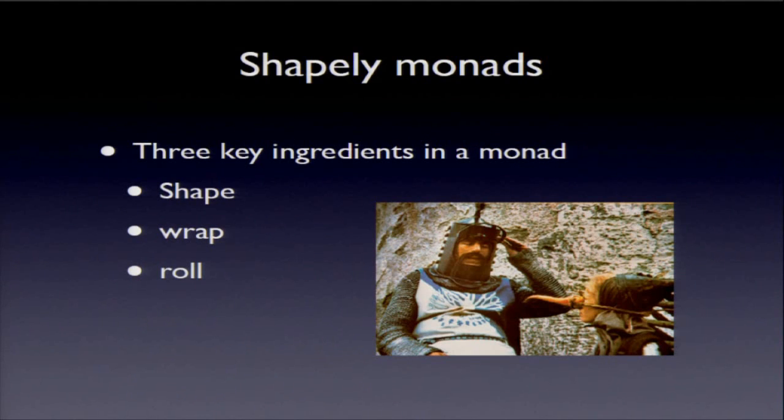So let's get started with another way of thinking about monads. I like to think of them as shapely monads. There are three key ingredients in a monad if you're going to use them on a daily basis: the notion of a shape, wrapping stuff up in a shape, and then rolling nested wrappers up into one wrapper. That's the key idea.